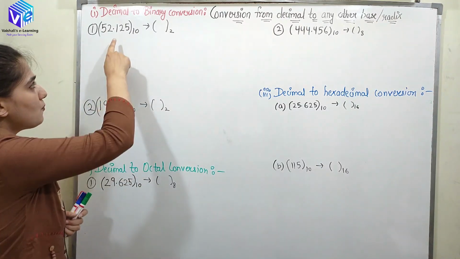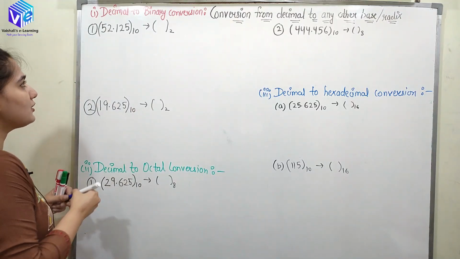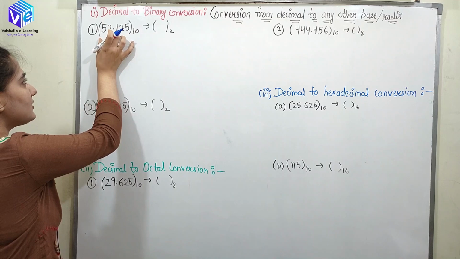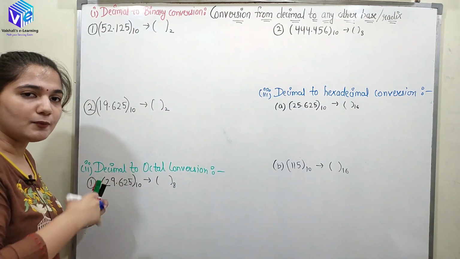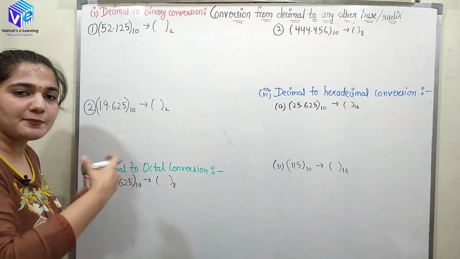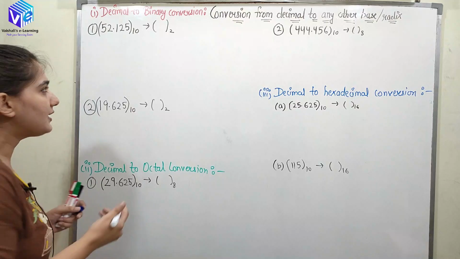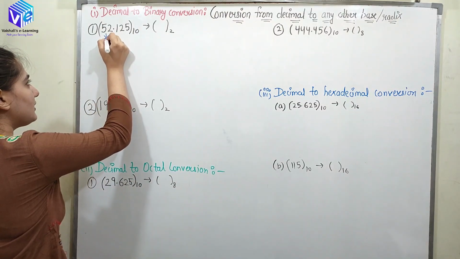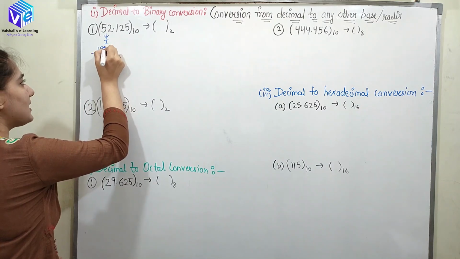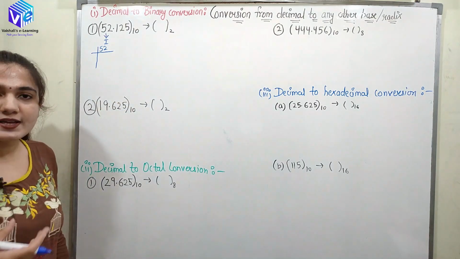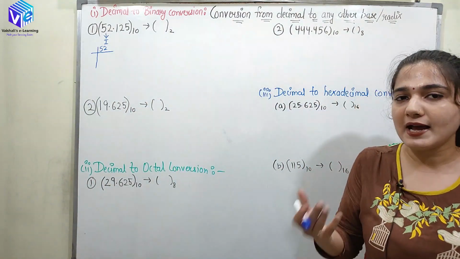52.125 is represented in the decimal number system, right? Now we will take the integer part and the fractional part separately. Both parts are processed separately, and then we will find the binary output. So first we take the integer part, and as I said, to process the integer part to a given base b, you have to divide it by the base b.